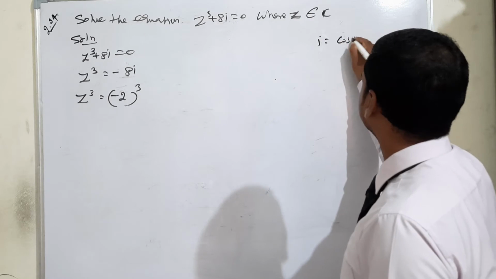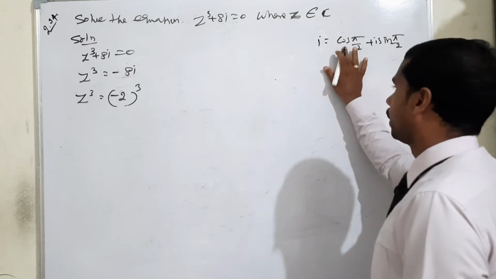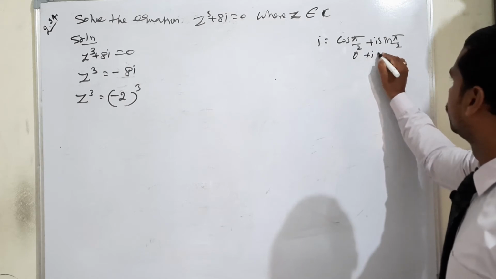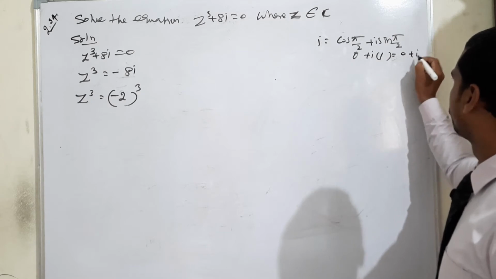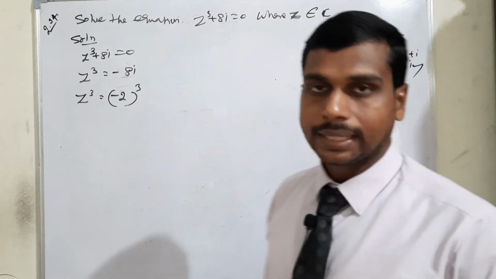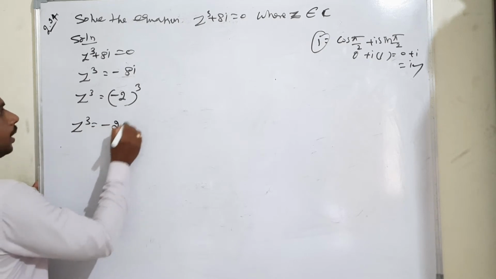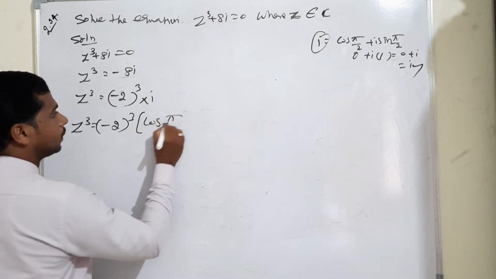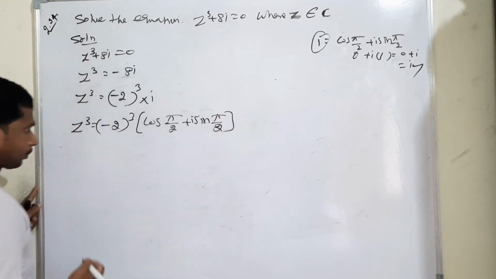i means cos pi by 2 plus i sin pi by 2. Cos pi by 2 value will be 0, sin pi by 2 value will be 1. So 0 plus i into 1 means i will come. So instead of i we can write cos pi by 2 plus i sin pi by 2. Therefore z cube is equal to minus 2 the whole cube, then cos pi by 2 plus i sin pi by 2.